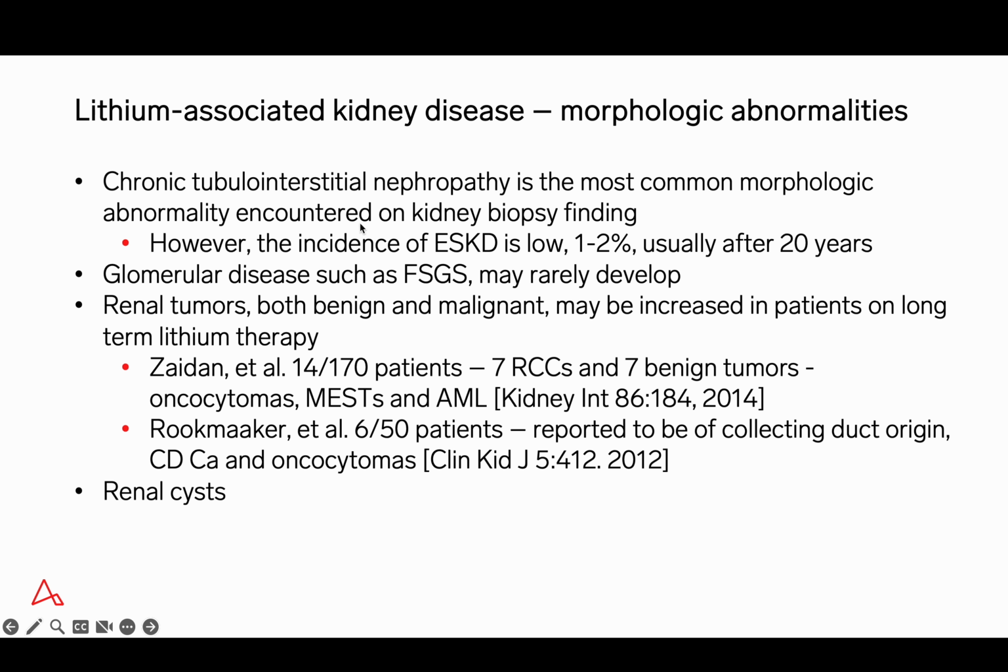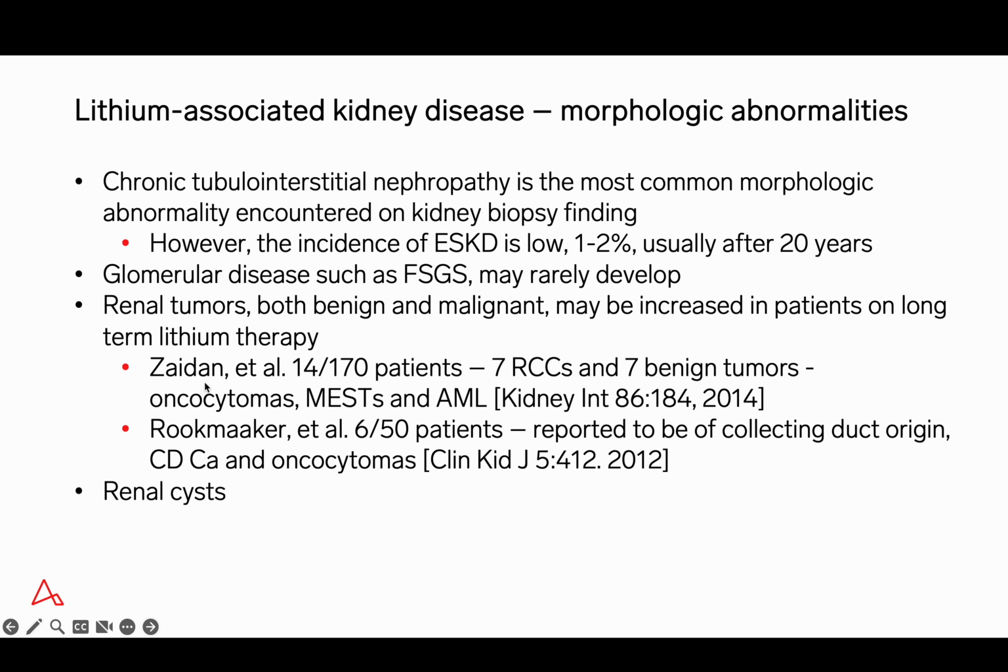It can progress to end-stage renal disease, but fortunately this complication is infrequent, occurring in 1 to 2% of patients, and usually does not occur until after prolonged therapy, namely 20 years or more. Rarely a glomerular lesion, focal segmental glomerulosclerosis, may develop, and of course these patients present with marked proteinuria.